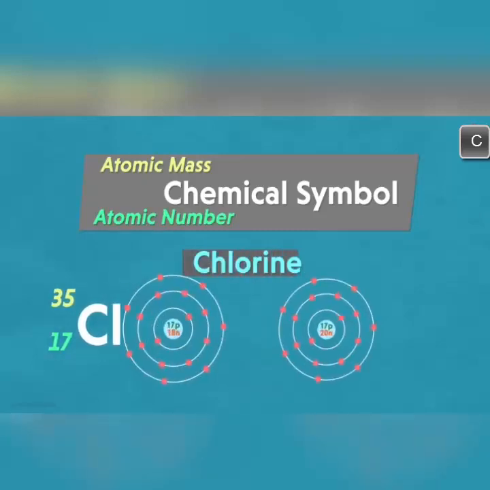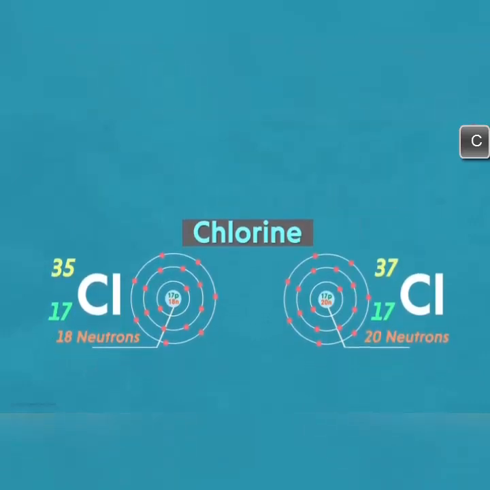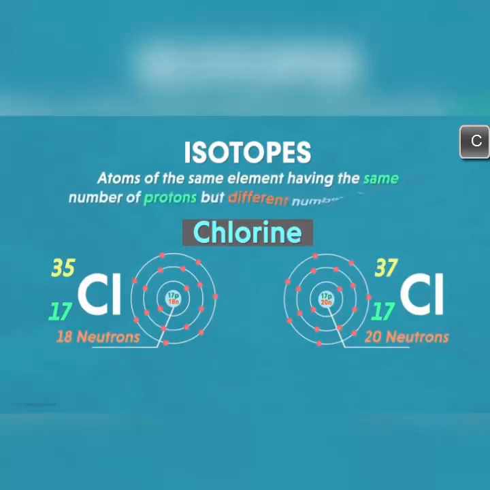There are many other chlorine atoms which may have different atomic masses. For example, in one chlorine which has 35 as atomic mass, the number of neutrons is 18. And in another type of chlorine, the atomic mass is 37. This change in atomic mass will be observed, and such elements which have the same atomic number but different atomic mass are said to be isotopes.